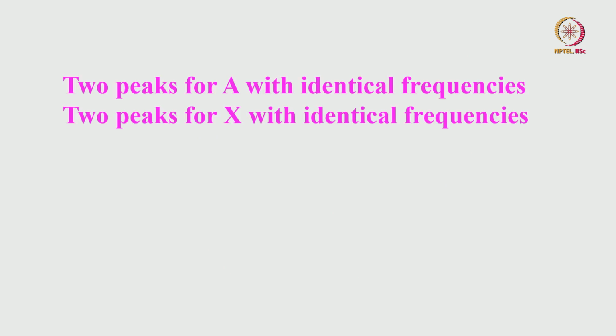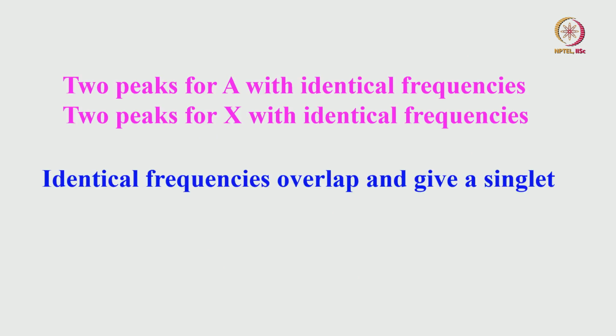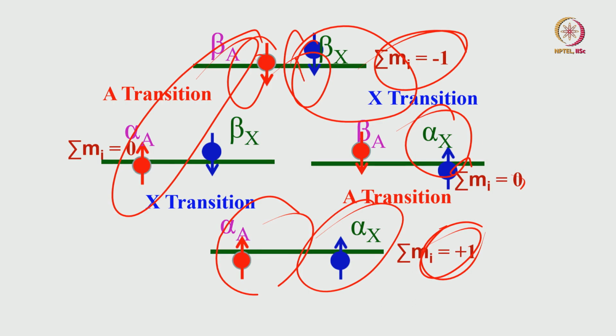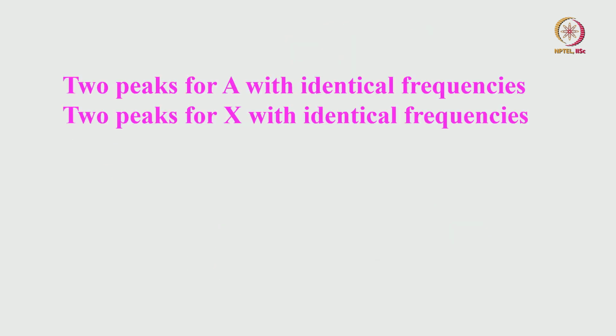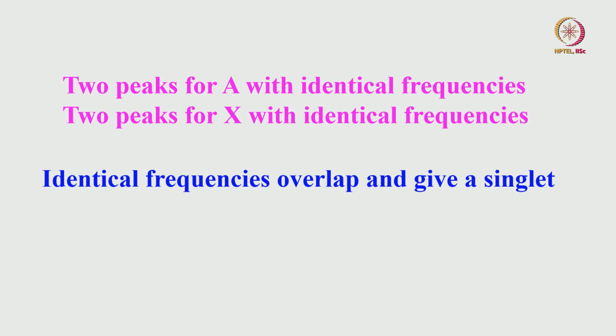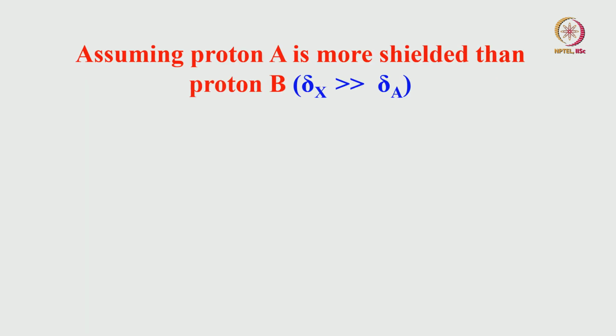So, there are 2 peaks for A with identical frequency and 2 peaks for X with identical frequencies, but identical frequencies overlap. Remember, there are 2 transitions here, both of identical frequency for A, and identical frequency for X. Both transitions have the same frequency, that means there is an overlap. As a consequence, if there is no coupling, A will give a single line, and X will give a single line. That is what we understood.